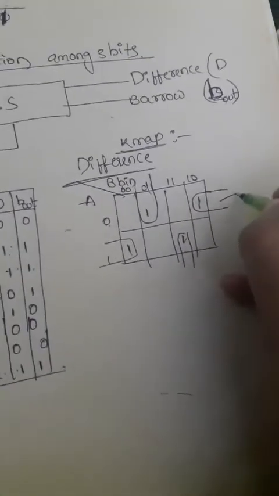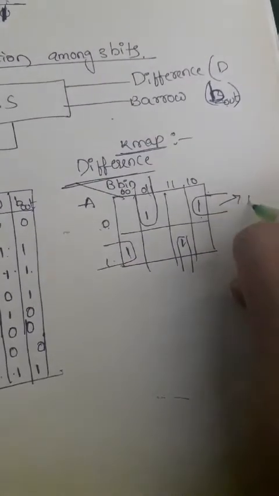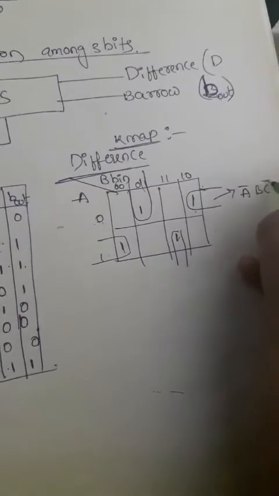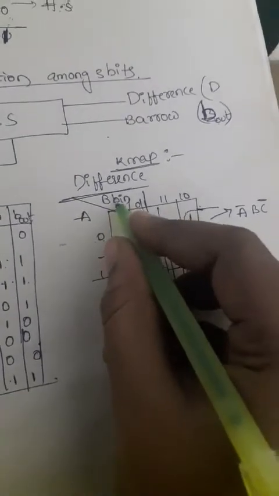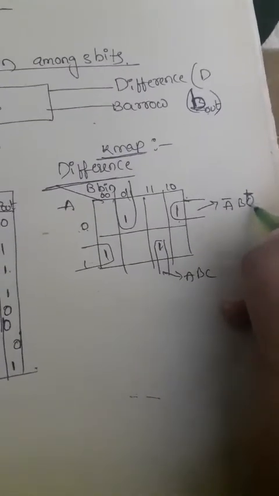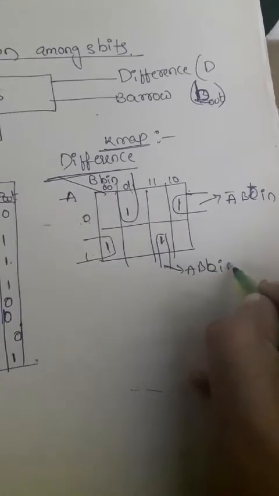Okay, so for this single, what is the expression for this single column? We can group the singles here. So 0, 1, 0. That means A complement, B, C complement. For this 1, 1, no? A, B, C. That means here there is no C actually. In the place of C we can take it as B input actually. Sorry for that. B in.